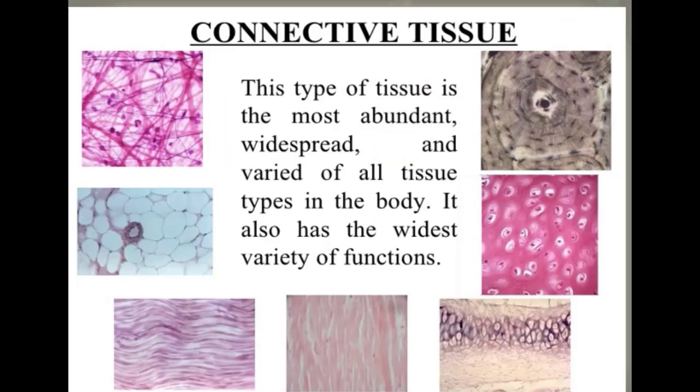These are different pictures of connective tissue. Just look at them. They are also in different shapes and different colors and different sizes, as in the case of epithelial tissue, because they are present in different parts of your body.